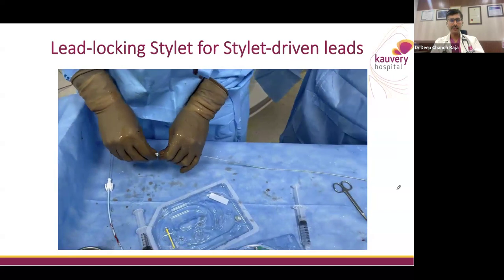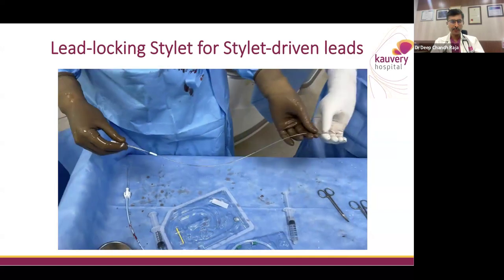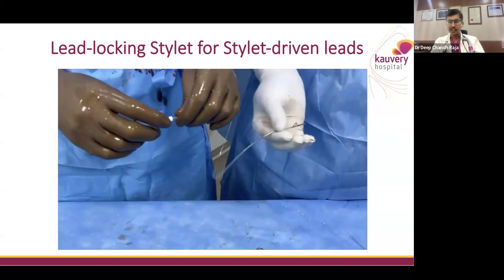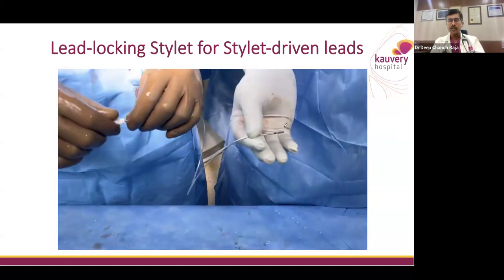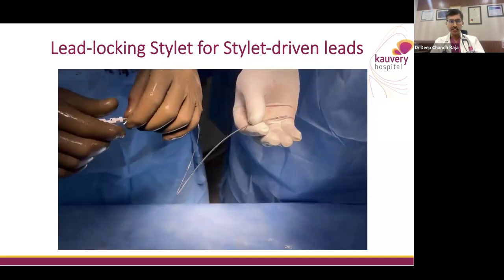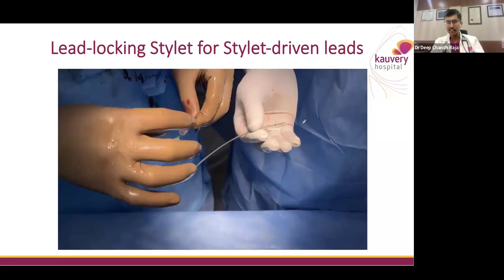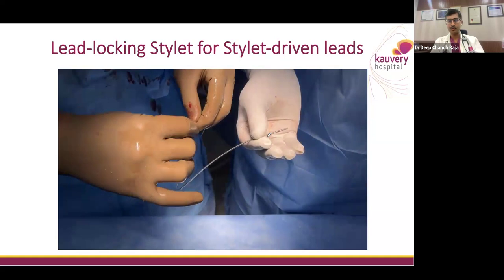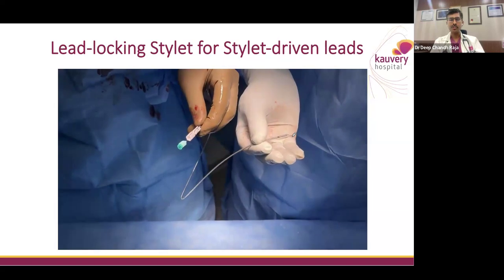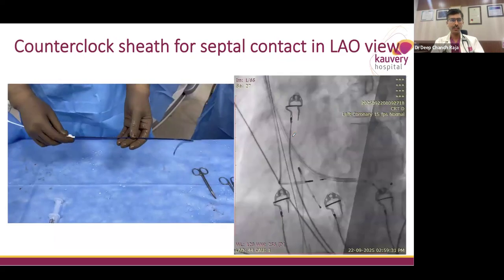With the stylet-driven leads, this is a lead locking stylet that we use. If you can make note of that white stylet at the tip of the lead, that is the lead locking stylet. That's a stylet-driven lead, which is basically Abbott's Tendril lead. With the screwing of the lead, with the lead locking stylet, the screw tends to come out of the lead and tends not to retract back into the lead. It holds the screw in position. So that's a demonstration of a lead locking stylet in case you're using a stylet-driven lead.